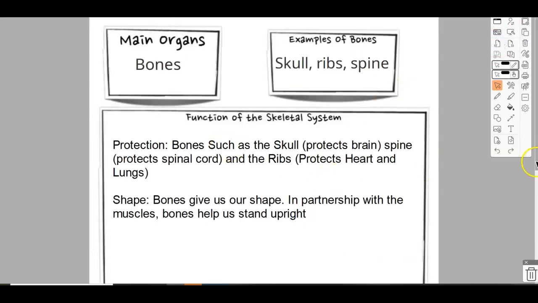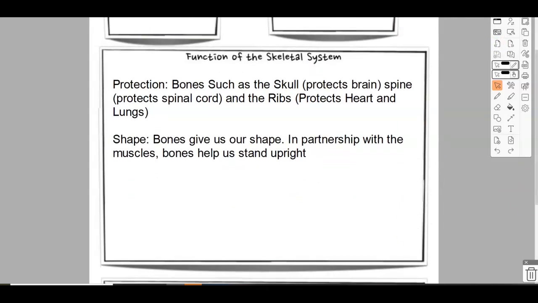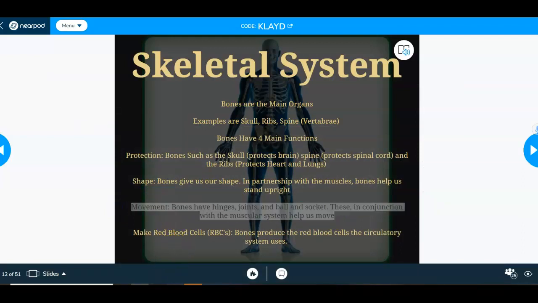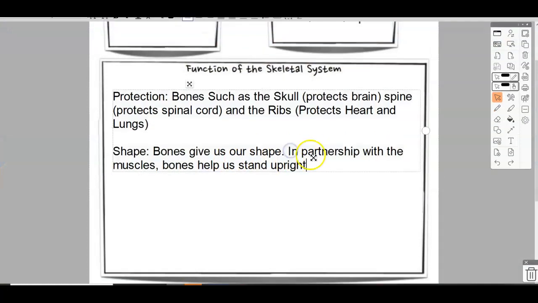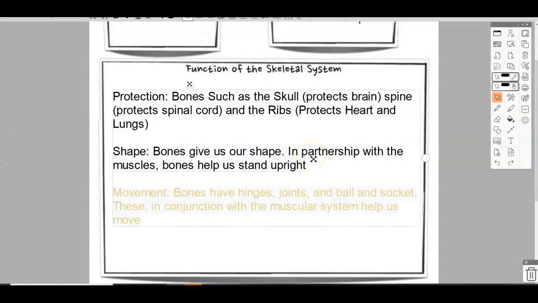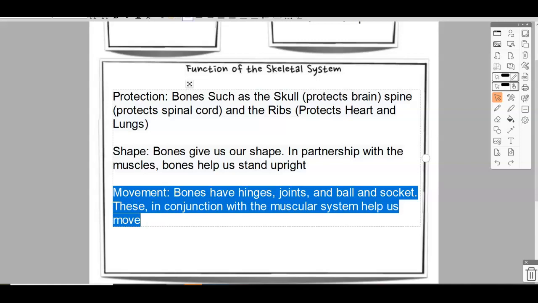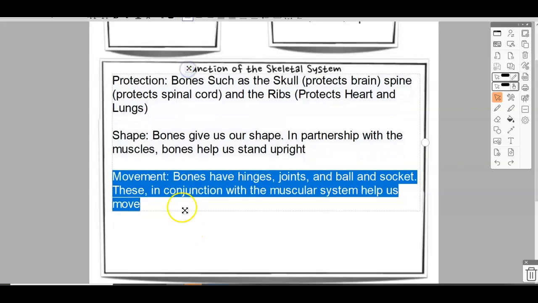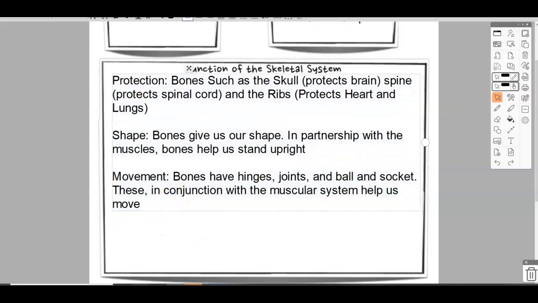So again, bones, they protect us, they give us our shape, and then they also give us the ability to move. So I'm just going to take these notes here. I'm going to put that directly into here. Something tells me I'm going to have to move this up just a smidge so that we can get that last thing in there as well.